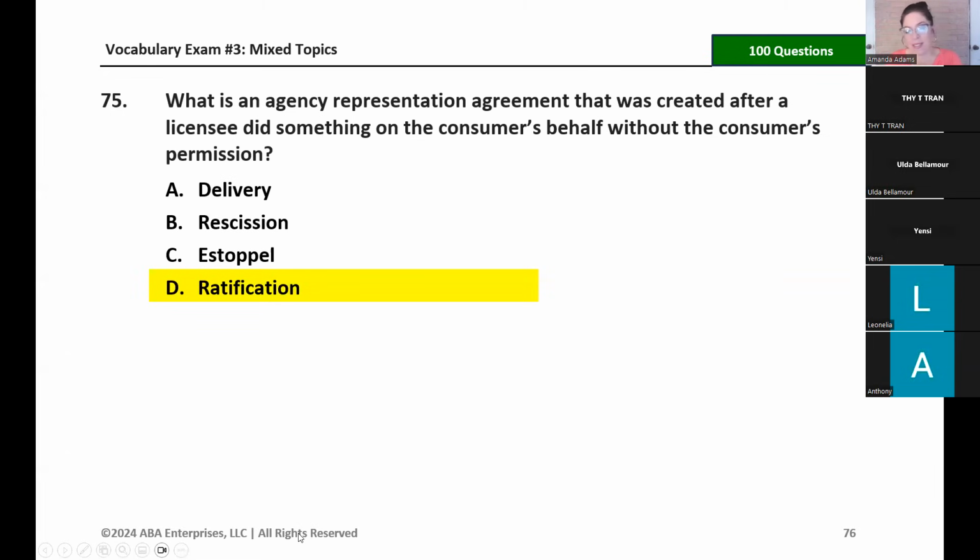Resnick says, what is estoppel? Estoppel is another one of those strange concepts. It's kind of like when you, as a consumer, encourage a real estate agent to do something for you, and you haven't officially hired them, but you're kind of encouraging them to work for you.